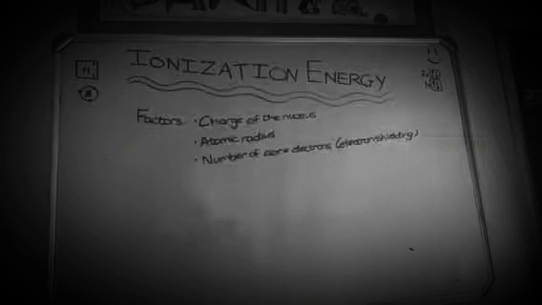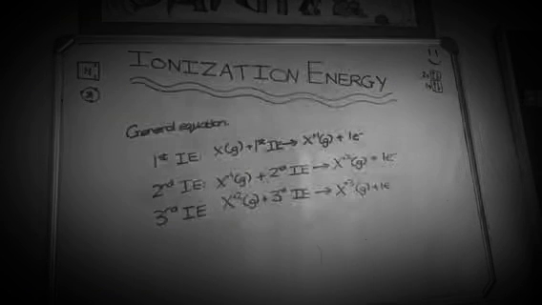The factors that affect ionization energy are the charge of the nucleus, the atomic radius of the atom, and the number of core electrons between the outermost energy level and the nucleus. These are the general equations for first, second, and third ionization energy.